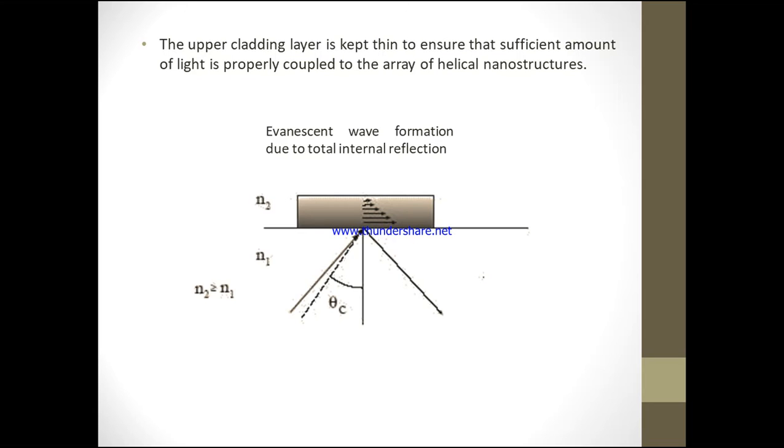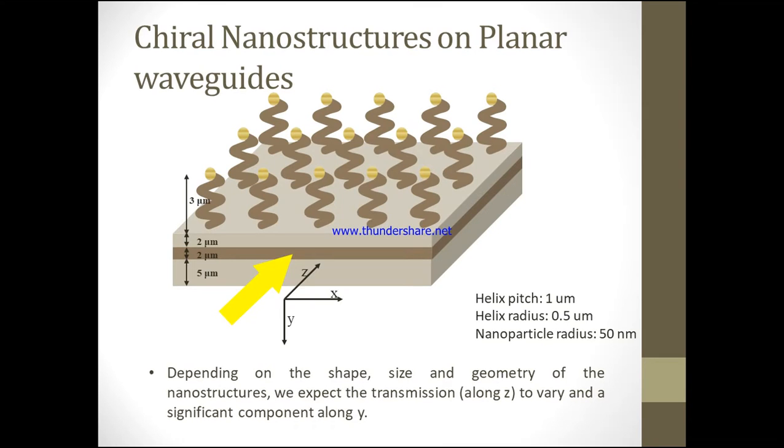The upper cladding layer is kept thin to ensure that we have total internal evanescent waves, as well as since the material of the core and the helix or the helical nanostructures is the same, we must see some frustrated total internal reflection, and as a result some of the light must go inside these helical nanostructures. Sort of a situation where helical nanostructures would act as a sub-waveguide structure. I'll come back to this point later.